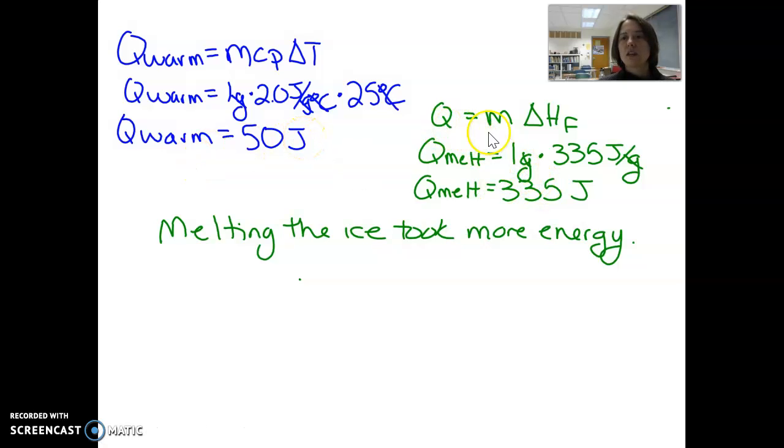And then we used the heat of fusion equation, Q equals m delta HF, to figure out it took 335 joules of energy to melt that 1 gram of ice, which is not very big. So if you think about why we use ice in drinks to cool them off, it takes so much energy to melt ice that the energy, that heat, is being taken from your drink and makes it cold. And that's why ice is so effective at cooling things.